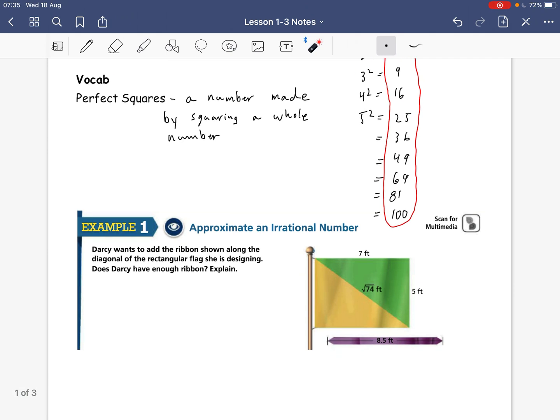We're going to approximate an irrational number. So Darcy wants to add the ribbon shown along the diagonal of the rectangular flag she's designing. Does Darcy have enough ribbon? So is this ribbon long enough to fit across this diagonal here? So we need to first approximate what the square root of 74 is. So let's draw this out on a number line.